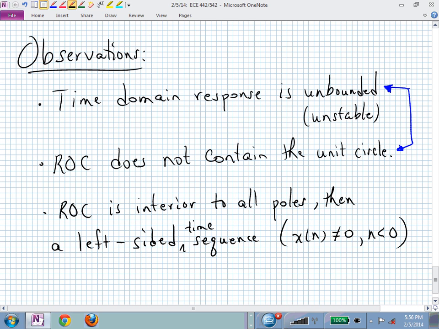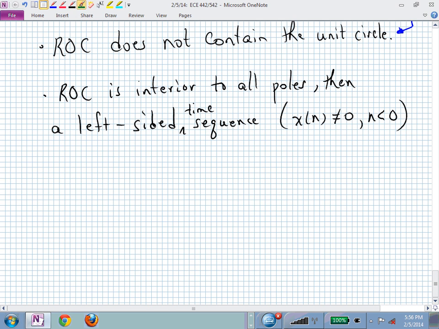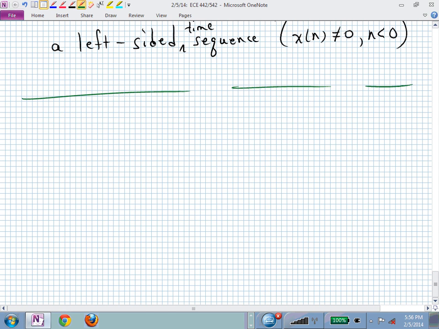And that's when we have our region of convergence interior to all poles. And we'll maybe show that in a minute as far as where that's coming from. But now let's just make that observation. We have a left-sided sequence, and the region of convergence is interior to all the poles. Let's look at another time domain waveform so that we can compare it to this one.